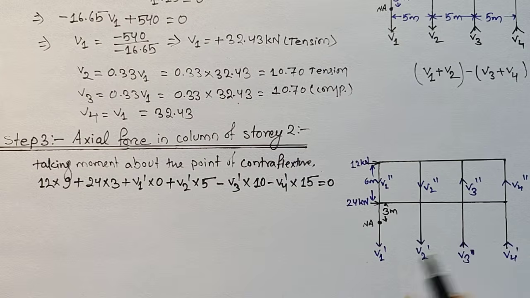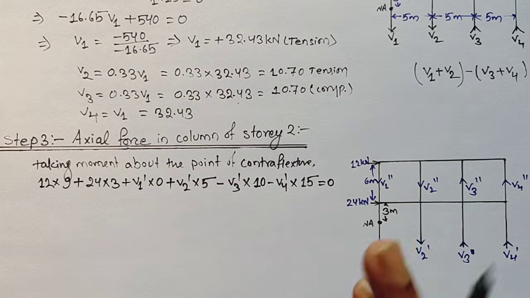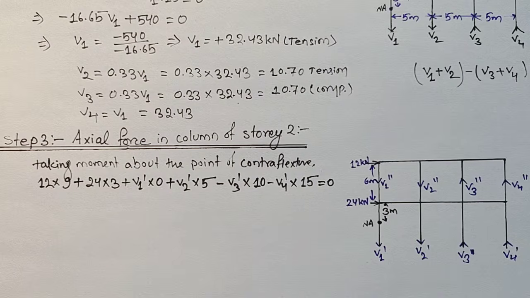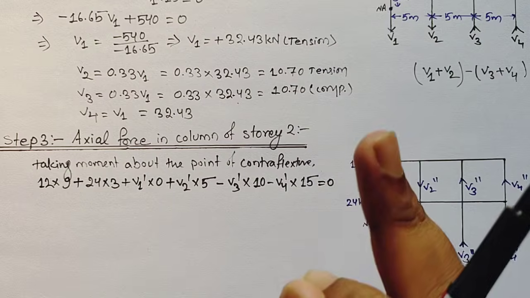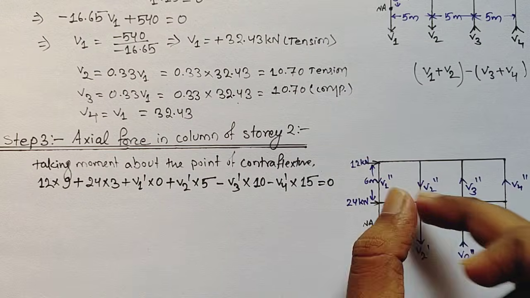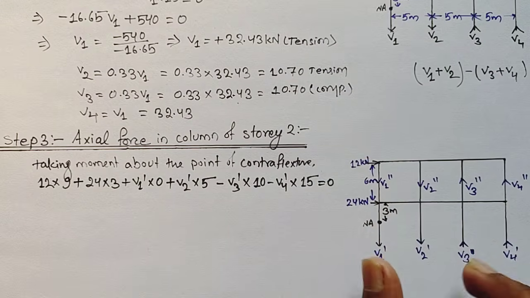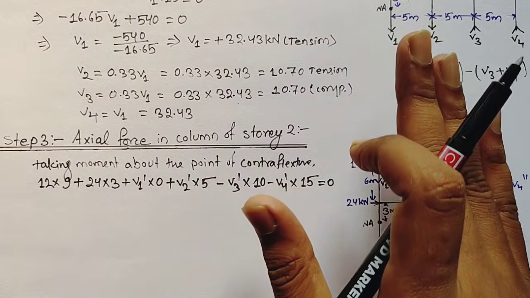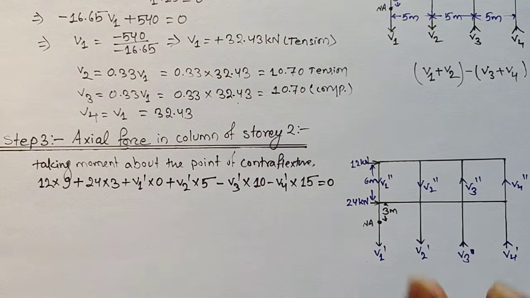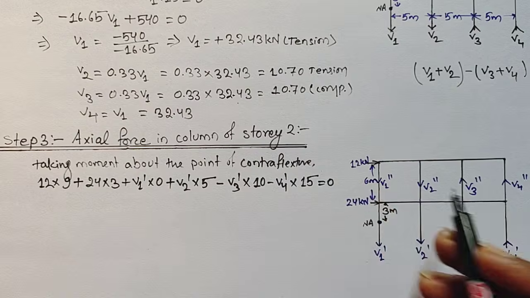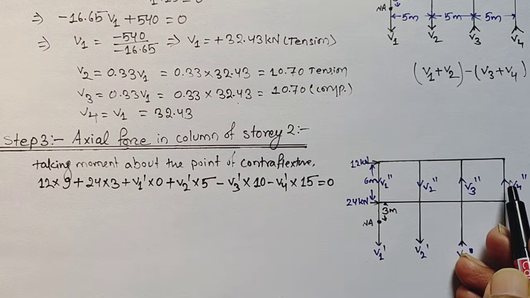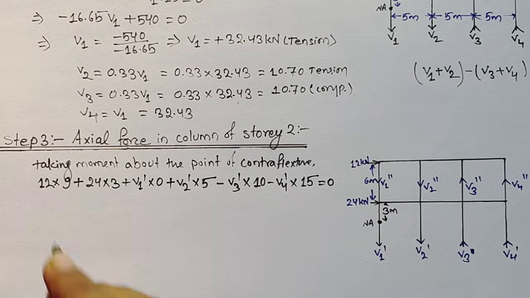And one thing more guys, V1, V2, V3, V4, each and every column are representing our axial forces, and that force we are calculating for each and every column one by one. I'm showing this just for representation, that we have calculated this in step 2, and now this in step 3, and further in step 4 we will calculate V1 double dash, V2 double dash, V3 double dash, V4 double dash. So that will be our final step.